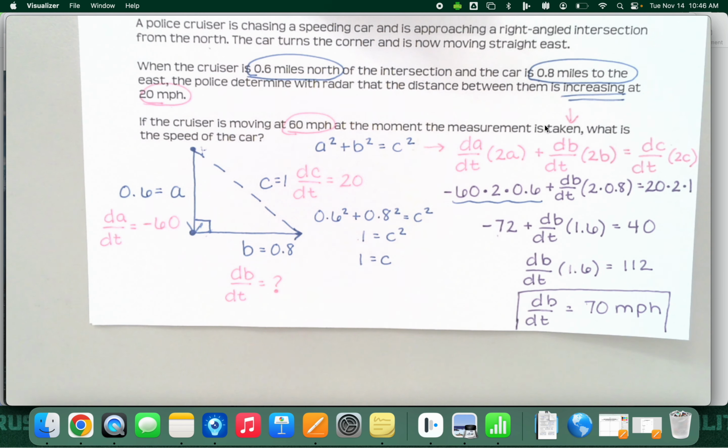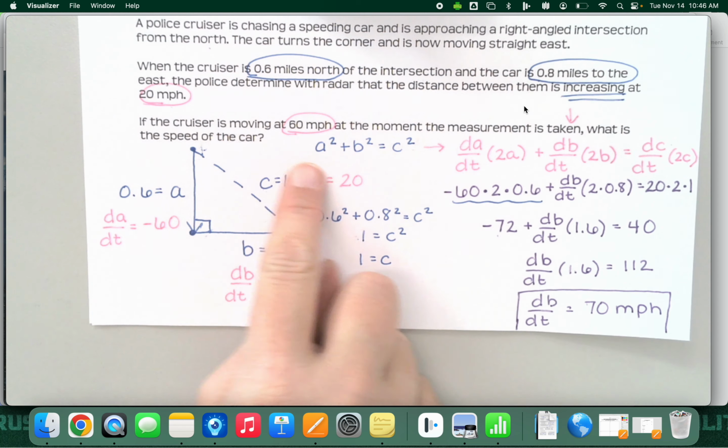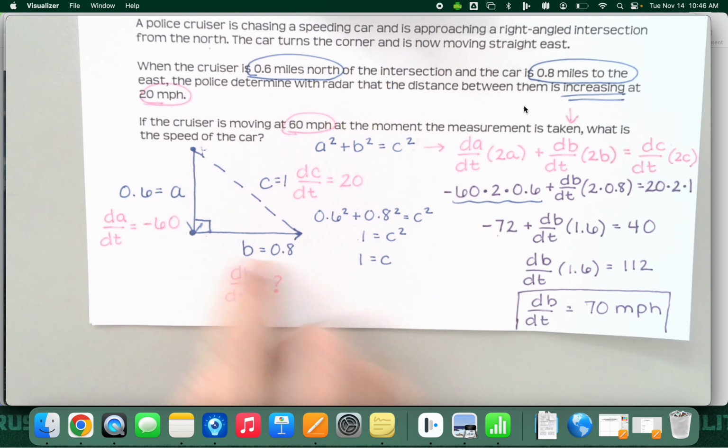Okay, we're going to move on to another example here. I do want to point out that this question I knew to use Pythagorean theorem because everything I was dealing with was lengths of sides. I didn't have any angles involved here at all. And I'm pointing that out because the next problem we are going to have an angle involved, a theta value.